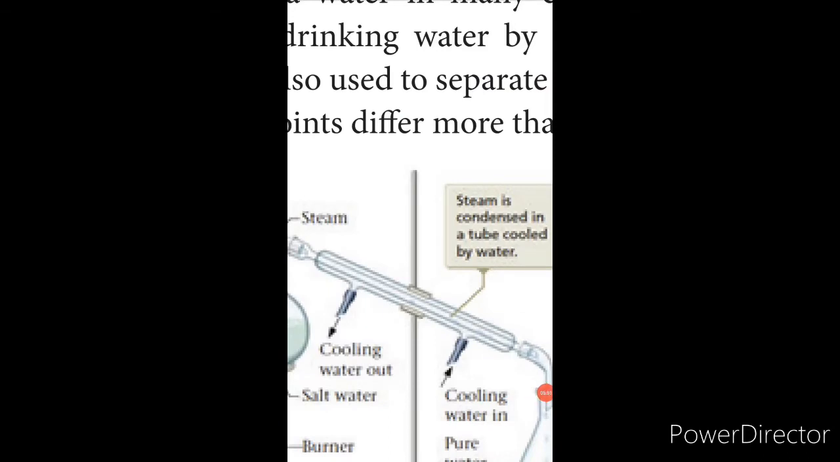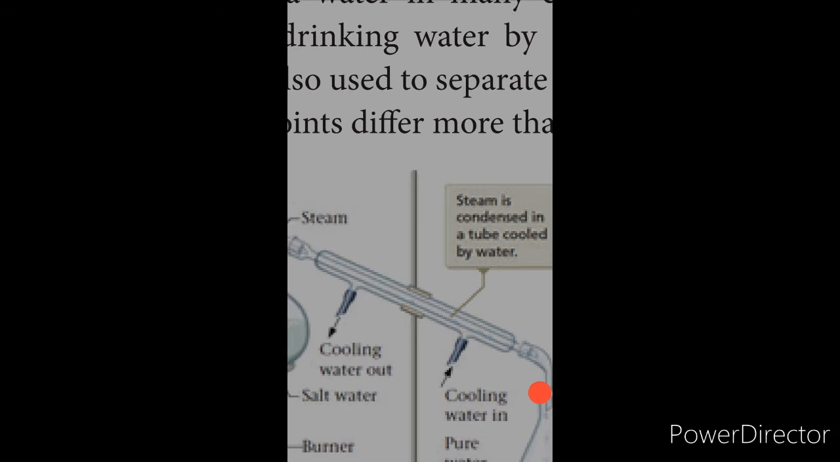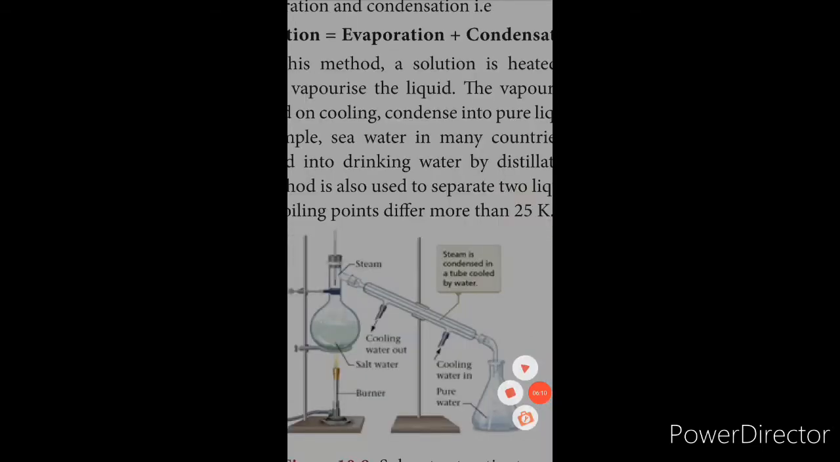Now you can see clearly, children, there is an inner tube, isn't it? So this is the path of the vapors. Now when it travels through this condenser, there is ice cold water circulating outside, so that cools the vapors and they get converted into liquid.